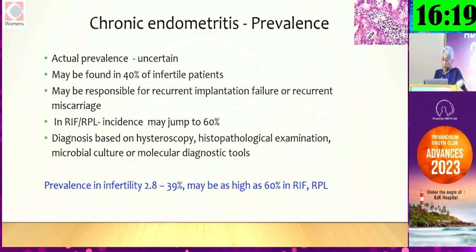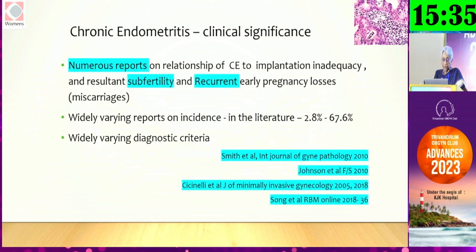But however, the diagnosis of this is very difficult, and it may be based on hysteroscopy, histopathological examination, microbial culture, or molecular diagnostic tools. And prevalence of infertility in them may be quite significant, and especially in the presence of situations such as RIF and RPL, which we face very often in our practices. It becomes imperative now to rule out this pathology, which is asymptomatic for the patients and difficult for you to diagnose just by doing a clinical examination, because there is no abnormal discharge, there is no pelvic tenderness that you can see, not any of the signs and symptoms which are suggestive of endometrial infection.